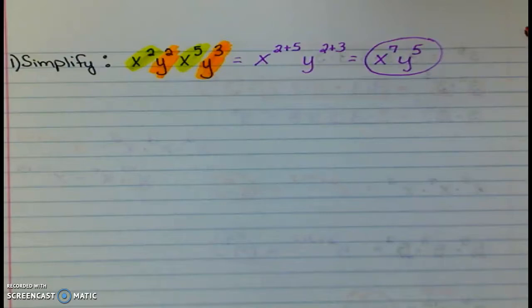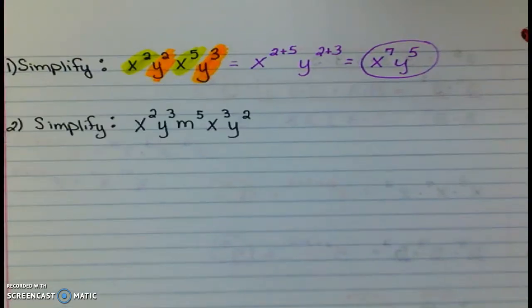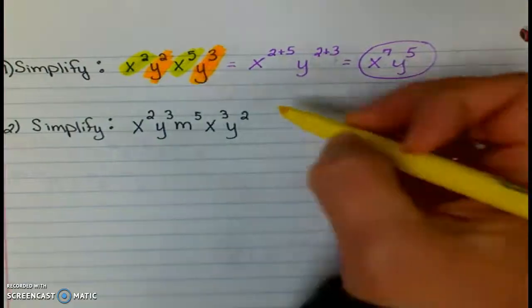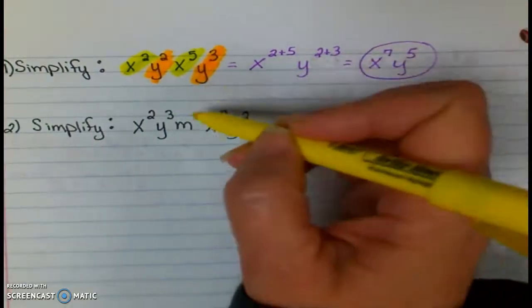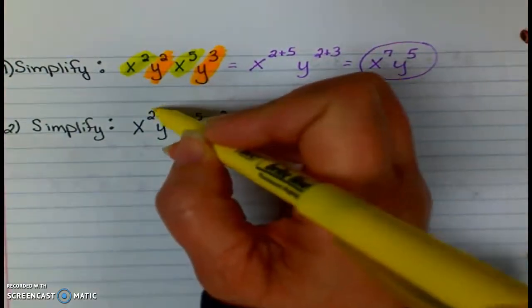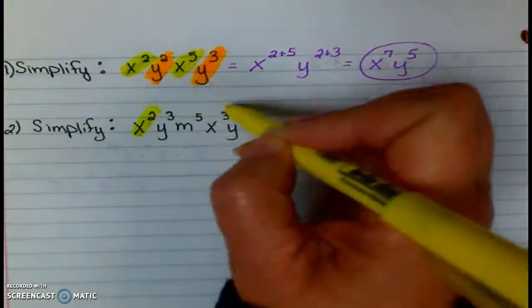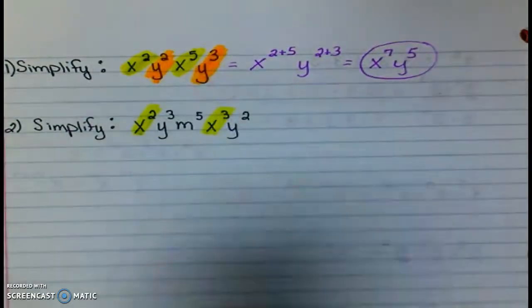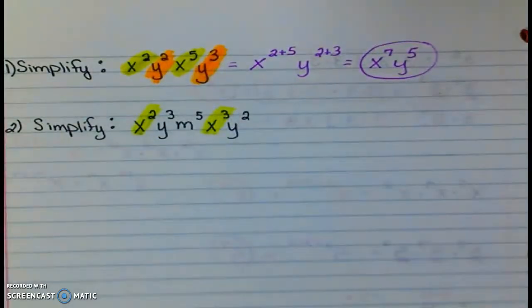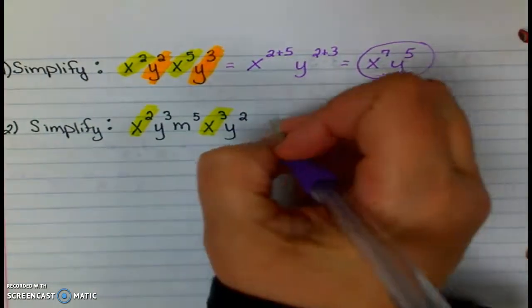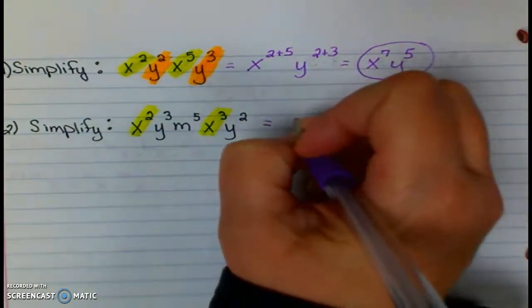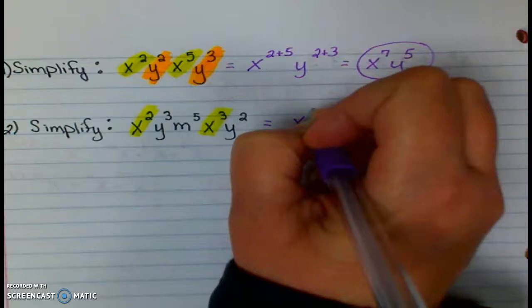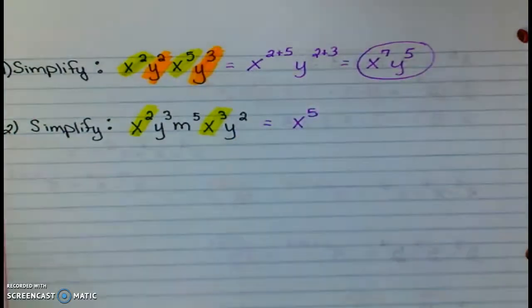So let's look at another example. Example 2: if I ask you to simplify x squared times y cubed times m to the 5th times x cubed times y squared. As we go through and look at it, you add the exponents of like bases. So I want to find all of the x's, which is x squared and x cubed. Those I'm going to be able to combine. If I add those exponents together, you end up with x to the 2 plus 3, which is 5th power.